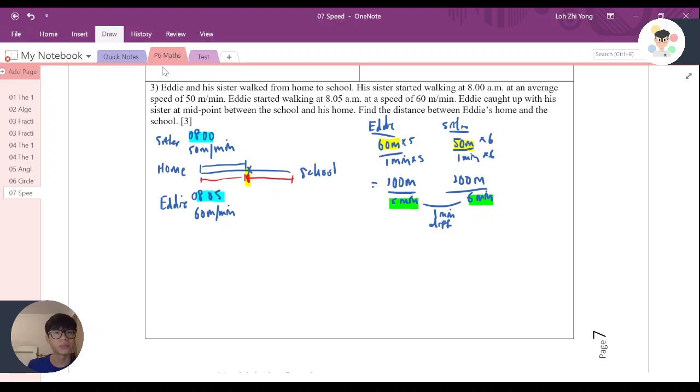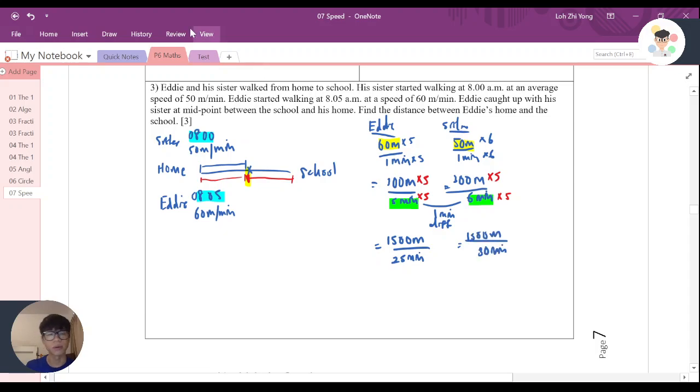So in order to meet that, I need to times 5 here, times 5 here, times 5 here, times 5 here. So that it will be equal to 1500 meters over 25 minutes, equal to 1500 meters, 30 minutes. Now we know that the difference is 5 minutes. Can you see? The difference is 5 minutes already. Why? Because this and this is supposed to be 5 minutes difference.